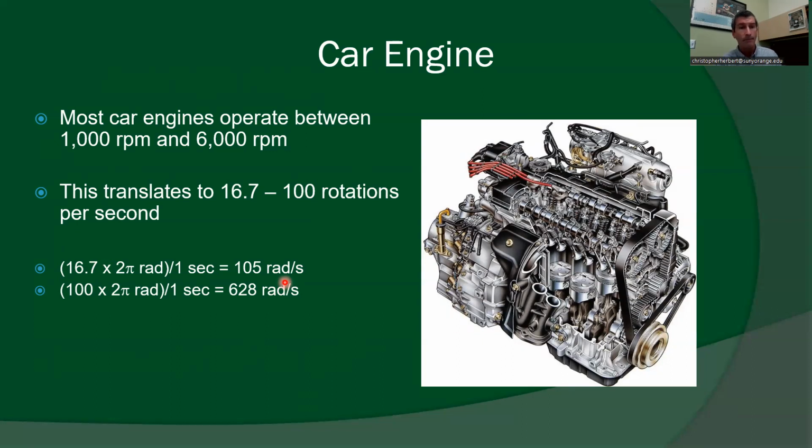So, in fact, if we look at RPMs, radians per second are a unit that are roughly about 10 times smaller. So if something is rotating about 100 radians per second, that's about 1,000 RPMs. If something's rotating about 600 radians per second, approximately, that's about 6,000 RPMs. So RPMs actually translate pretty well to radians per second.